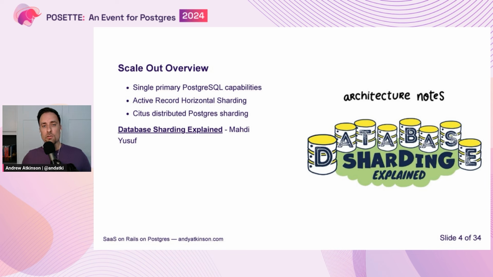So in our scale out overview section, we're going to move beyond a single primary Postgres instance. And we're going to look at Active Record horizontal sharding and look at Citus. I did want to call out this great visual website called Database Sharding Explained by Mahdi Yusuf, which is linked here, which has a lot of great diagrams about these different sorts of architectures.